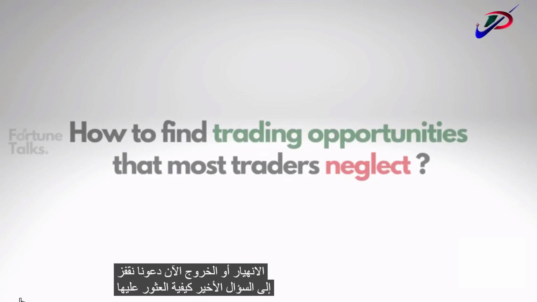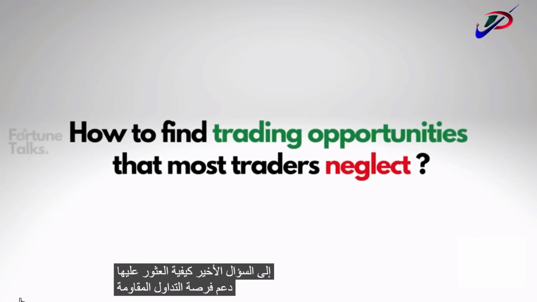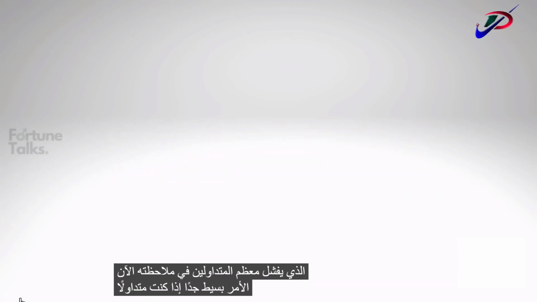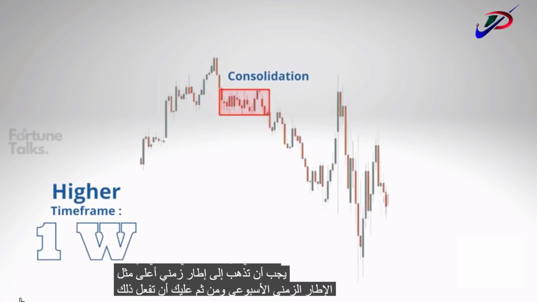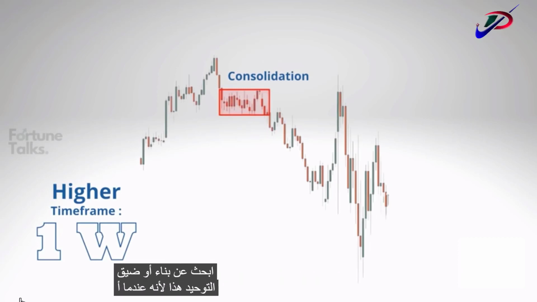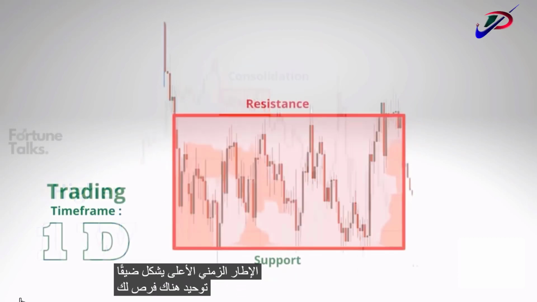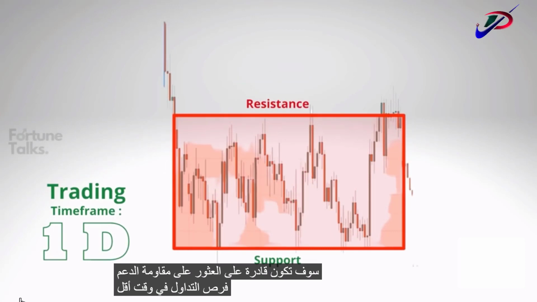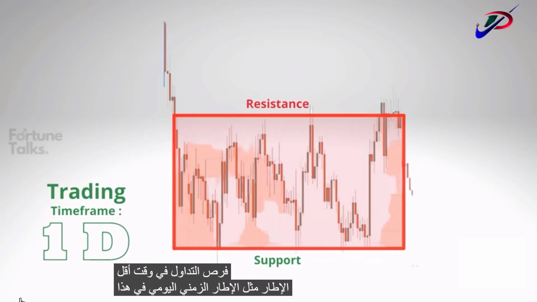Now let's hop on to the final question, how to find support resistance trading opportunities that most traders fail to notice. Now it's very simple. If you are a trader who enters at a daily time frame, then you have to go to a higher time frame like a weekly time frame, and then you have to look for build up or a tight consolidation. This is because when a higher time frame is forming a tight consolidation, there are chances that you will be able to find support resistance trading opportunities on a lower time frame, like a daily time frame in this case.